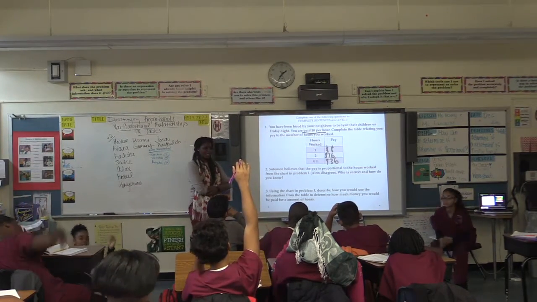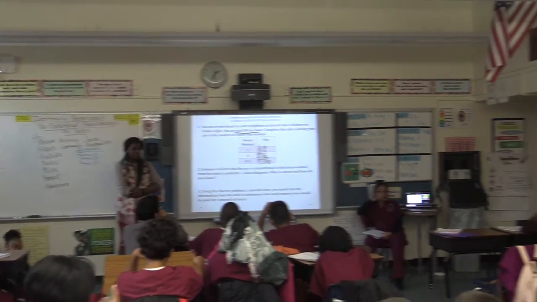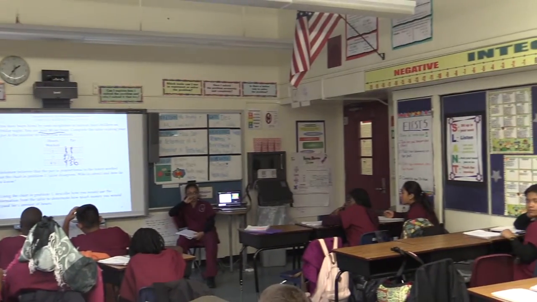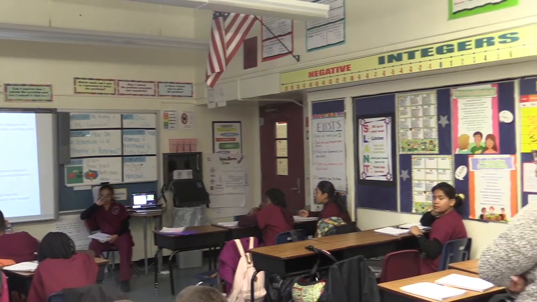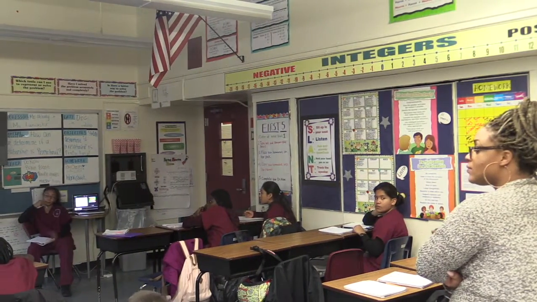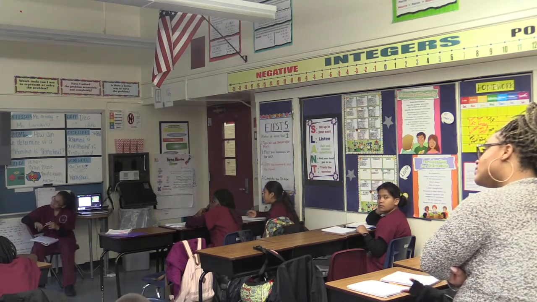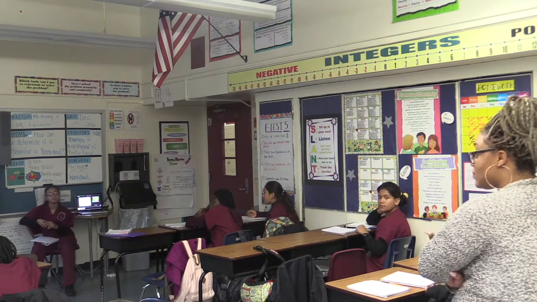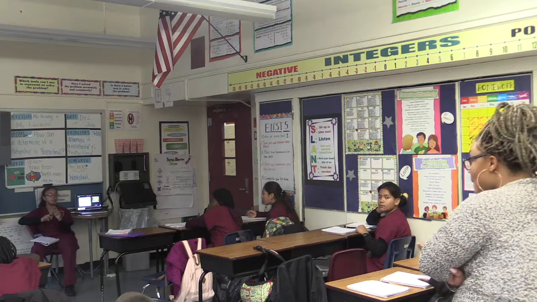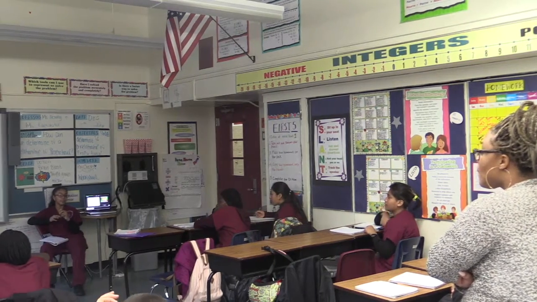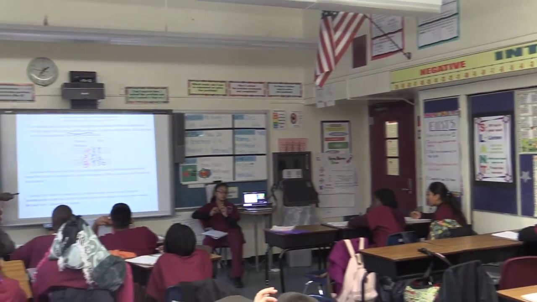Fatima, what do you think? I think that Jalon is wrong and Solomon is right because it is proportional. Because all of them are times 8. All of them are $8 per hour. So 1 times 8, 2 times 8, 4.5 times 8. So it's proportional. What does that 8 mean though?